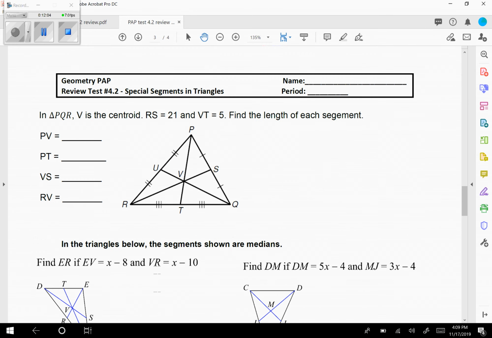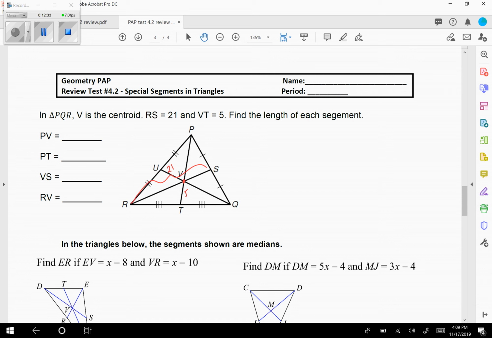Okay. It says in triangle PQR, V is the centroid. So that means that these are all medians. RS, so the whole thing is 21, and VT is 5. It says find the length of each segment. So we need to find PV, PT, VS, and RV.